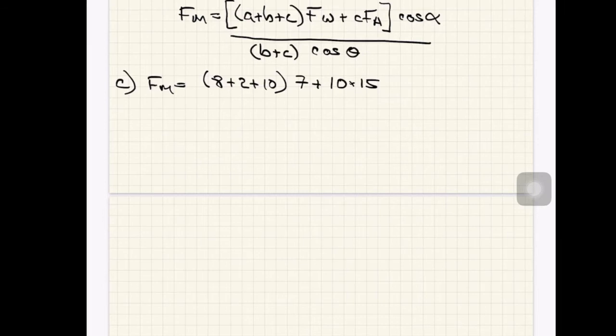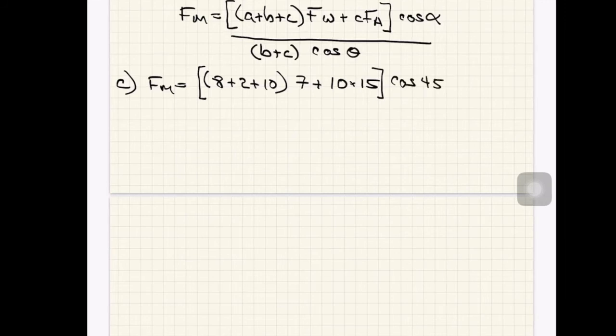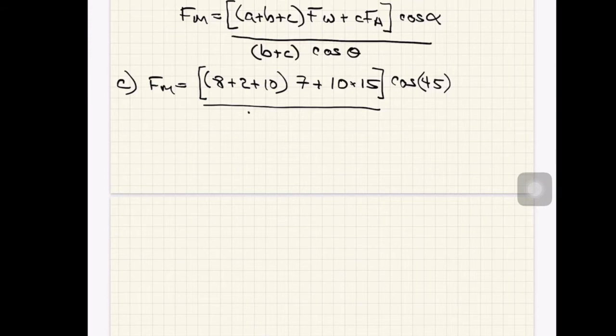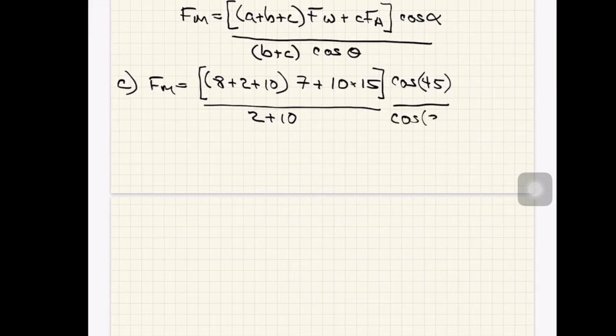And now that whole thing we'll stick inside these square brackets here, and then we'll have cosine of alpha, and that's cosine of 45 degrees. So we'll write that like that. And then down here, we're going to have B plus C, and B plus C is 2 plus 10. And then we can stick the angle out here, and we can say this is cosine of the angle 80.